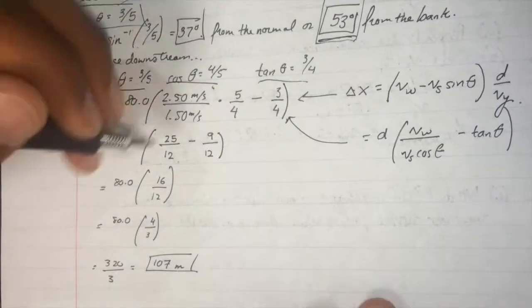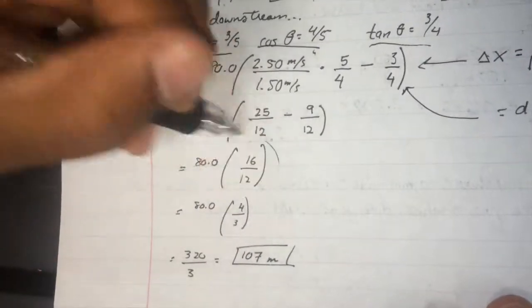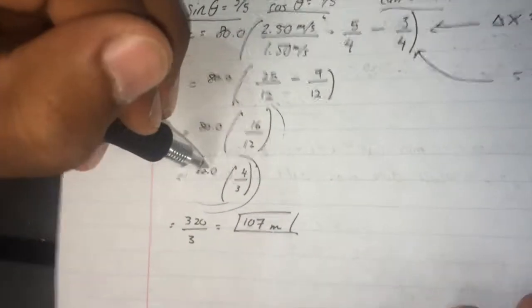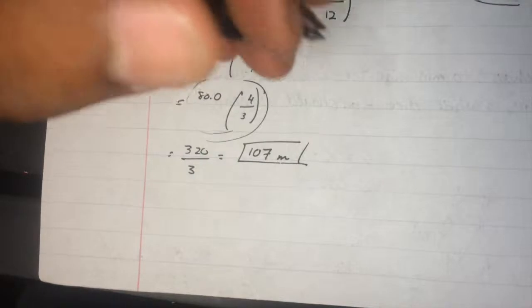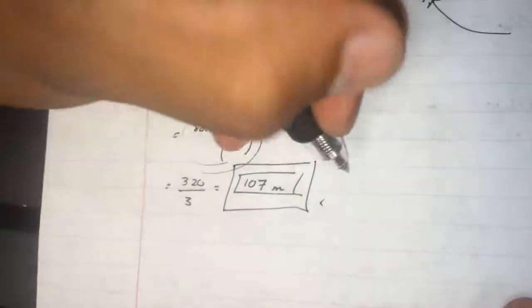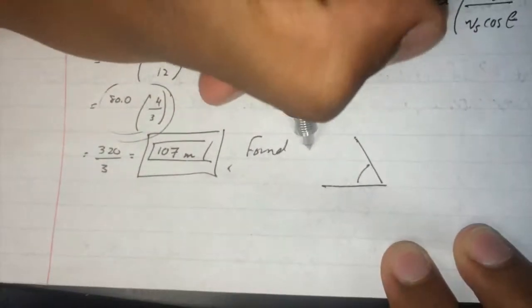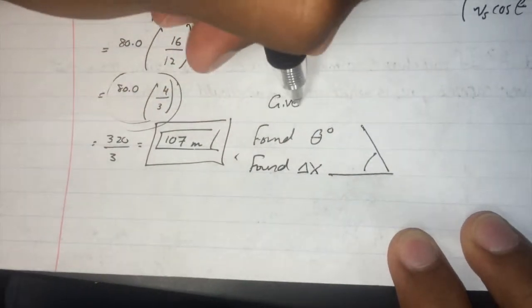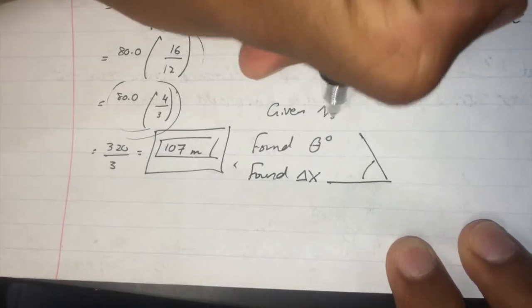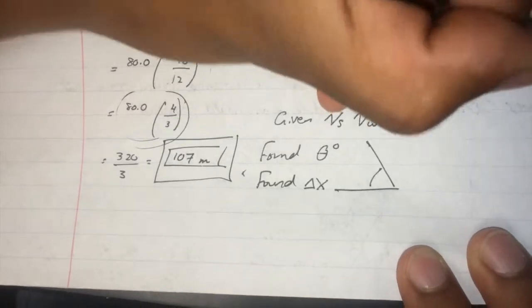So this is just a lot of numbers, but it simplifies down to 80 times 25 over 12 minus 9 over 12, which is 80.0 times 4/3, which is 320 over 3, or 107 meters. And that is our final answer. So we have found the angle from the bank, and we also have found delta x given, as earlier stated, Vs, Vw, and the distance between the banks. So that is all we need, and that is how we came to our answer.